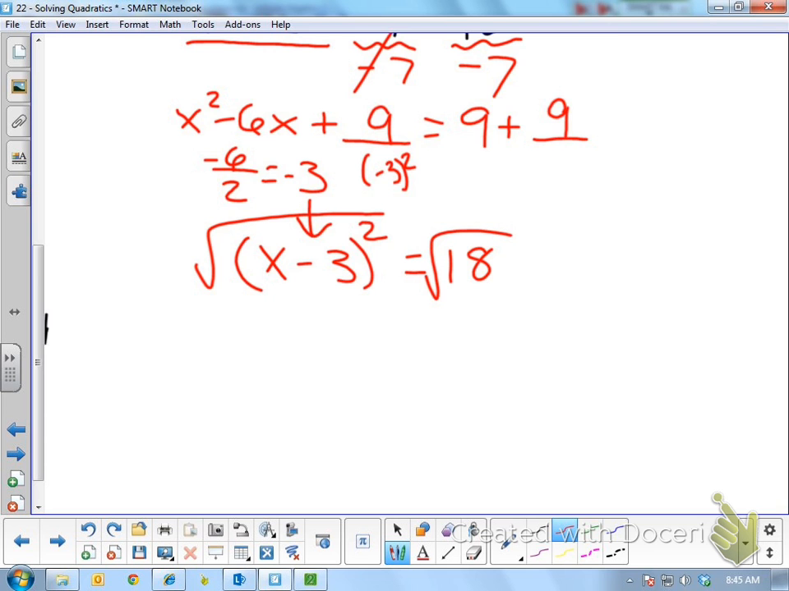We square root both sides. The square root gets rid of the squared, and if the squared is gone, I don't need the parentheses anymore. The only reason we had parentheses is because of the squared. I always have to put plus or minus.